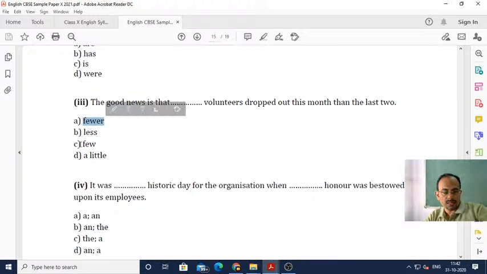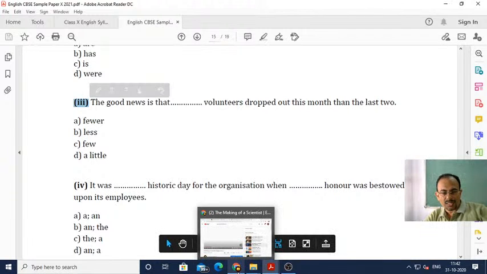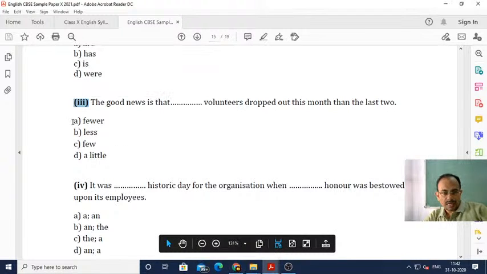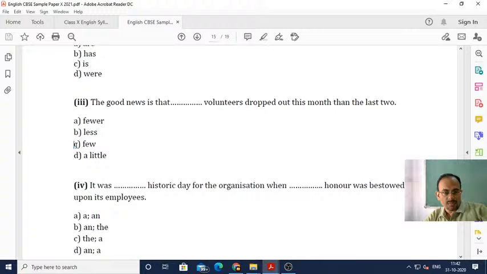Which one will be the answer? Tell me. There must be a logic, no? Few volunteers dropped out. No. Dear students, you tell me in question number 3, what shall be the answer? Is it number A or number C? Between number A and number C, which shall be the answer for question number 3? Tell me.